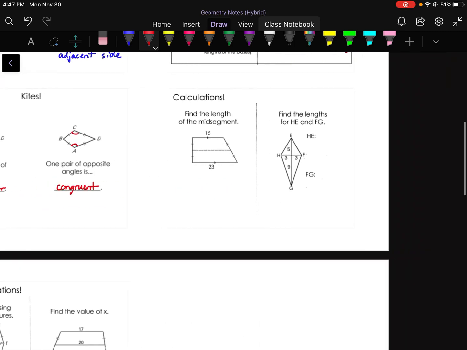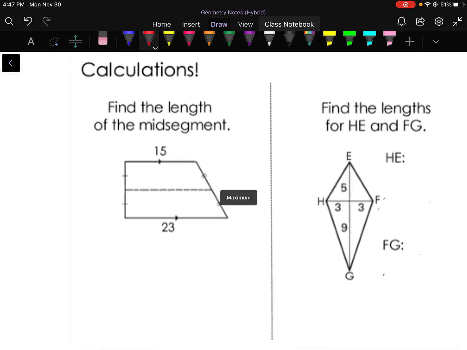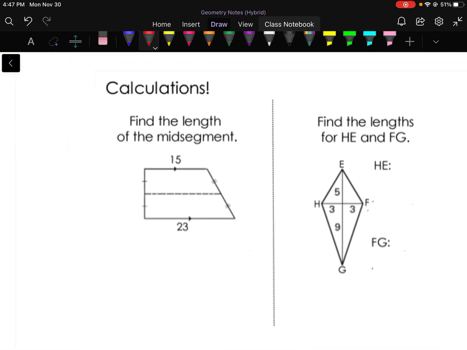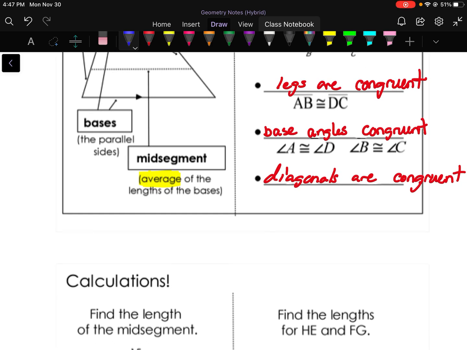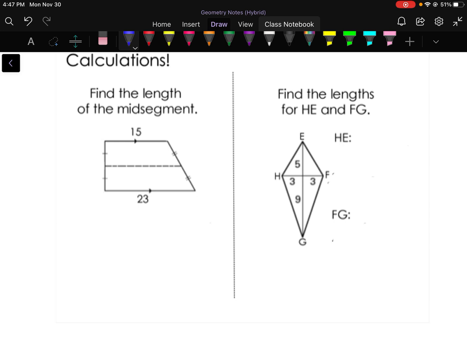So hopping on over to the right here, find the length of the mid-segment. I told you that this was going to come up, but the mid-segment is the average of the lengths of the bases. So how do you find the average? You add up the 2 pieces of information. So we're going to take 15 plus 23, and you divide by 2. That's how you find the average. So 15 plus 23 is 38, divided by 2 is 19. So that means the mid-segment would be 19.